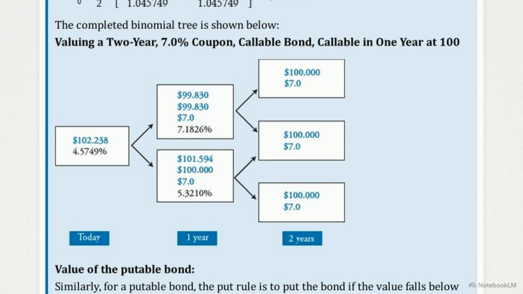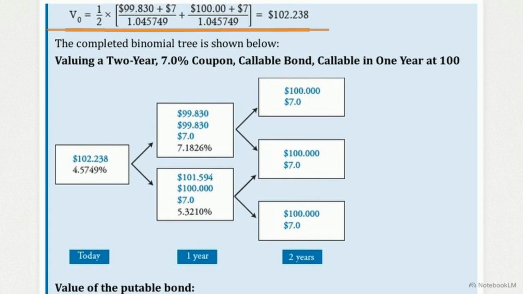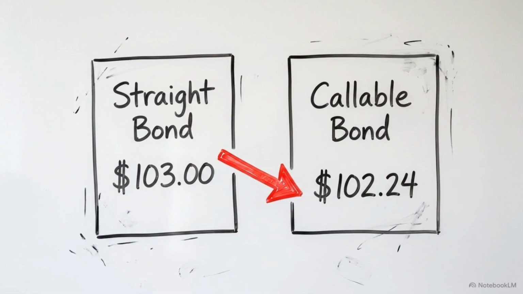Pause the video here. Using the upper node value of $99.830 and our new capped value of $100, use the backward induction formula to calculate the new value for node 0. Factoring in the call cap, the current value of the bond drops to $102.238. This lower price is the investor's compensation. The market demands a discount upfront to account for the risk that the issuer will exercise their call.